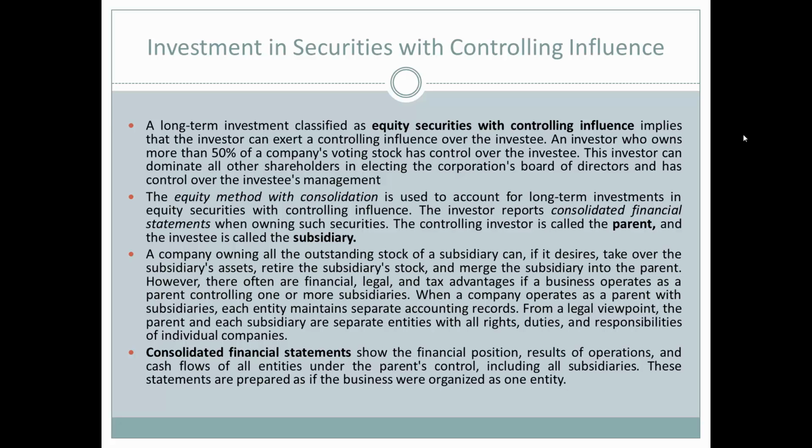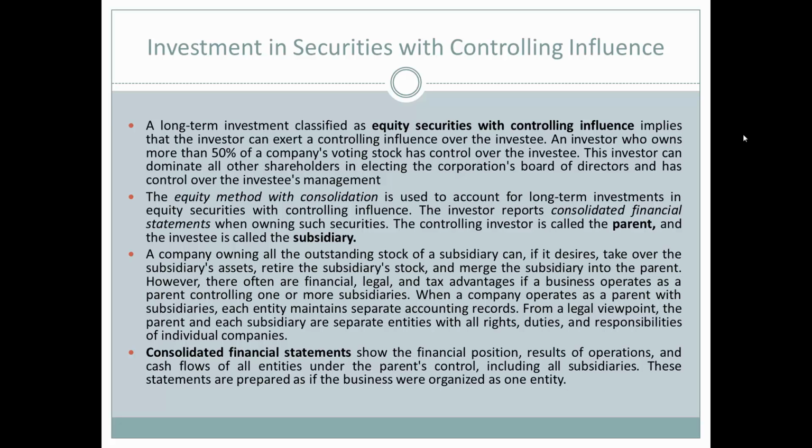with a controlling influence. The investor reports consolidated financial statements when owning such securities. The controlling investor is called the parent, and the investee is called the subsidiary. A company owning all the outstanding stock of a subsidiary can, if it's desired, take over the subsidiary's assets, retire the subsidiary stock, and merge the subsidiary into the parent. However, this doesn't happen often because there are financial, legal, and tax advantages if a business operates as a parent controlling one or more subsidiaries.